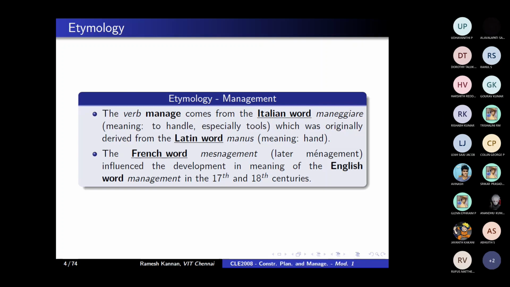Later it got modified, and then it got into French and changed to management. First it was mesnagment, then management, and finally in the 17th and 18th century, it turned into the word management. Right. So this is the etymology of the term management. This will give you an overview of the term itself. It's all about managing, either managing time, or materials, or money, or people, or any resources. Right. So that's what we call management.